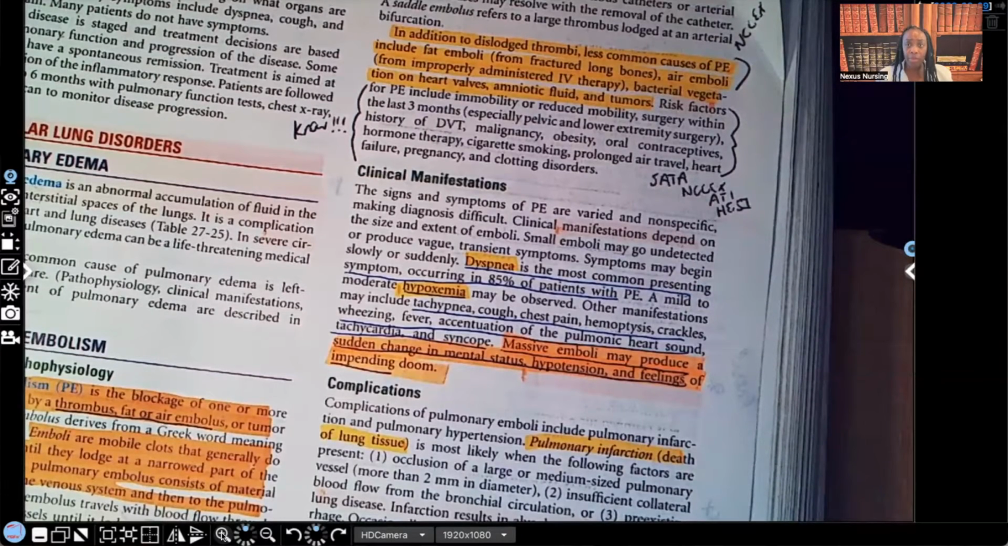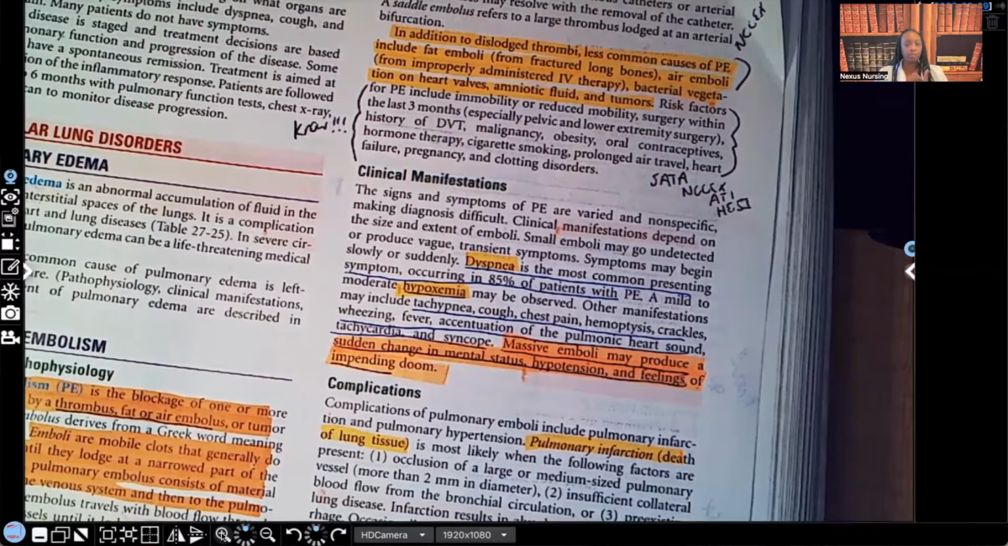Immobility, not moving. Remember, when blood doesn't move, it clots, right? Immobility, reduced mobility, surgery within the last 3 months, especially pelvic and lower extremity surgery, patient having a history of DVT already, malignancy, obesity, oral contraceptives, that is a famous one for NCLEX, hormone therapy, cigarette smoking, that's another one, prolonged air travel, heart failure, pregnancy, and clotting disorders. Don't shoot the messenger. You guys absolutely need to know this stuff.